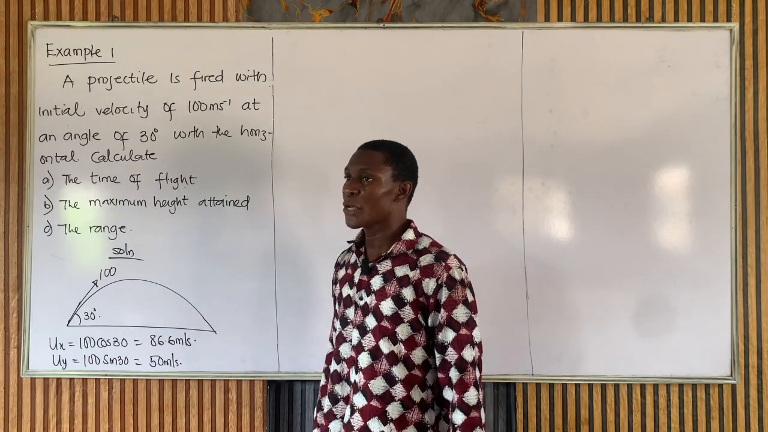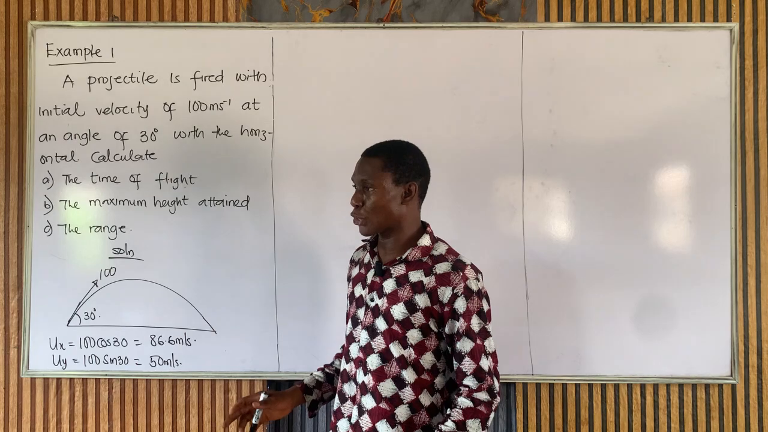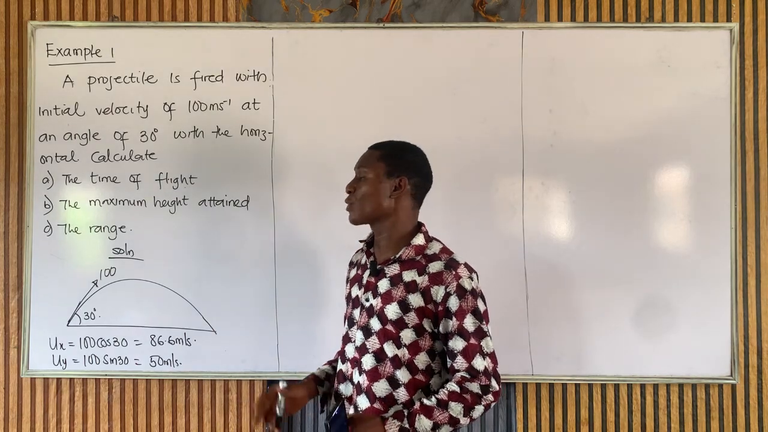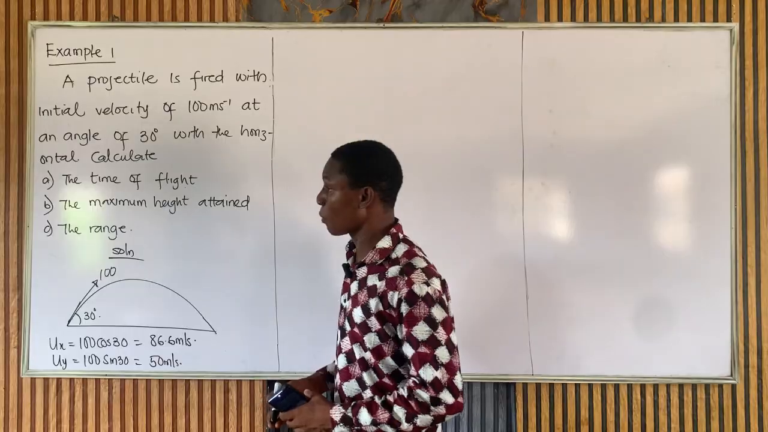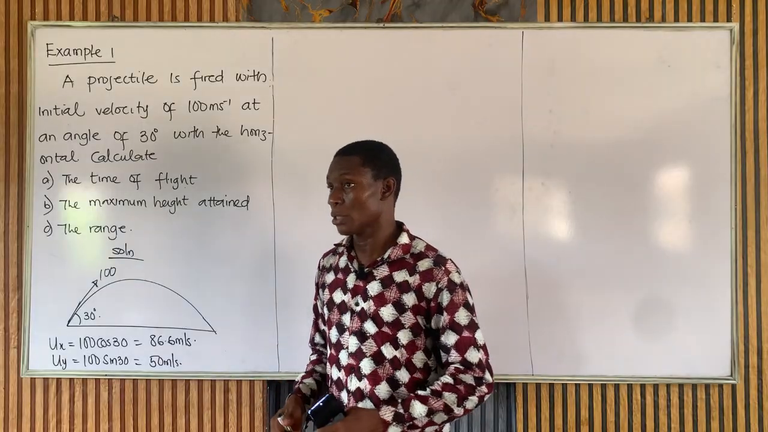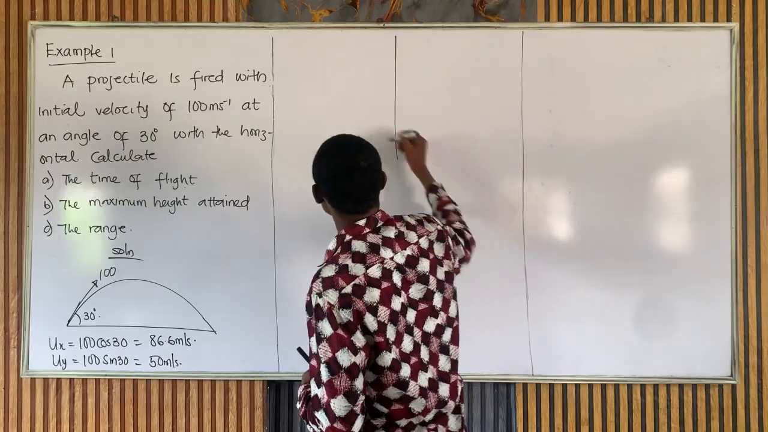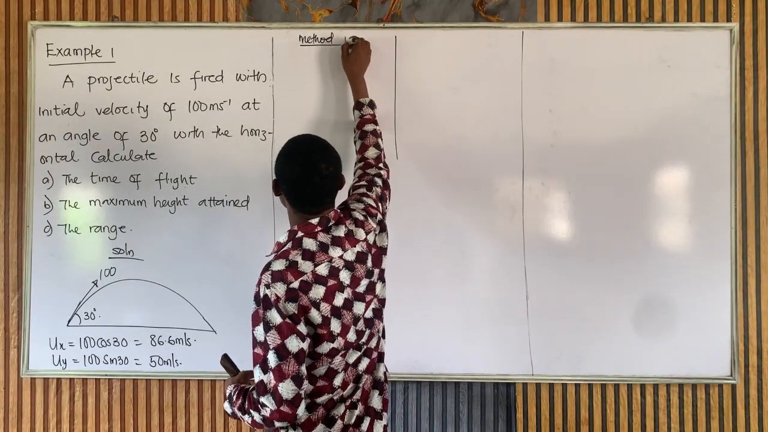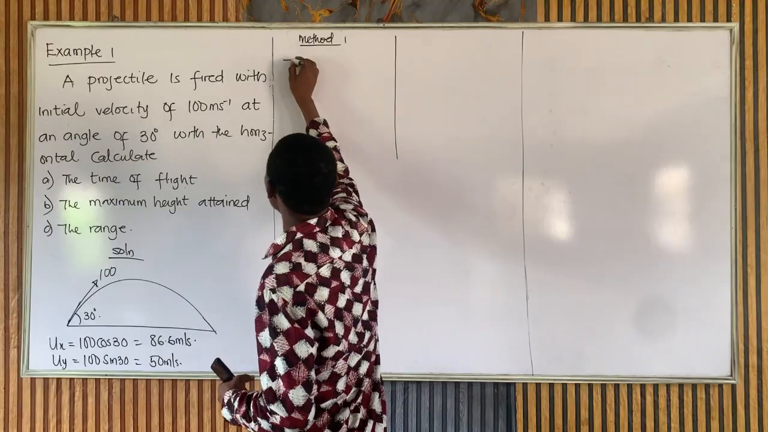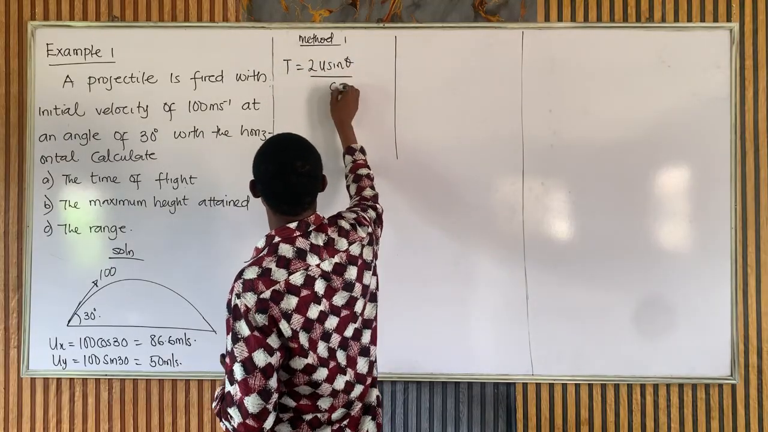Now, mind you, if you want to solve this question, there are two approaches: using the formulas for projectile, or using your normal equation of motion. So now we solve the two methods here. First and foremost, method 1, the formula of projectile. We know that time of flight is 2u sine theta over g.